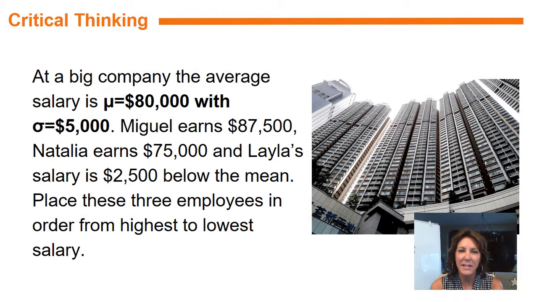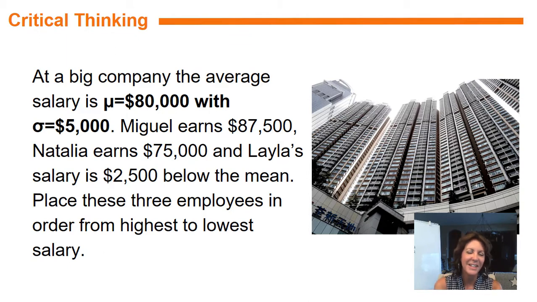So we're going to practice a little bit with some critical thinking. I'm going to read a scenario for you, and then we're going to work these problems out and locate these people in a z-score distribution. At a big company, the average salary is $80,000 a year with a standard deviation of 5,000. So one standard deviation above is going to be 85,000. Two standard deviations above is 90,000.